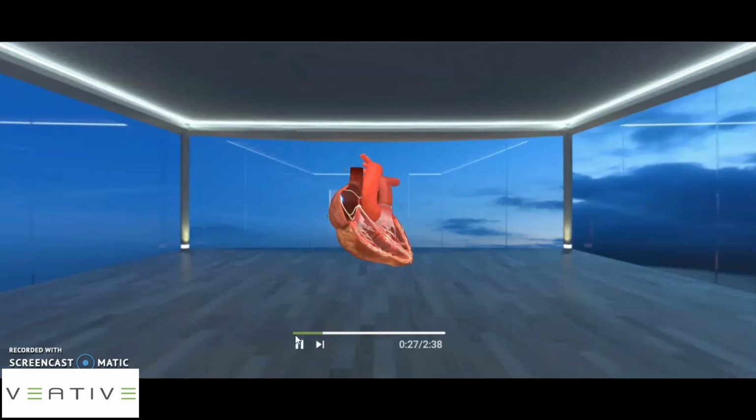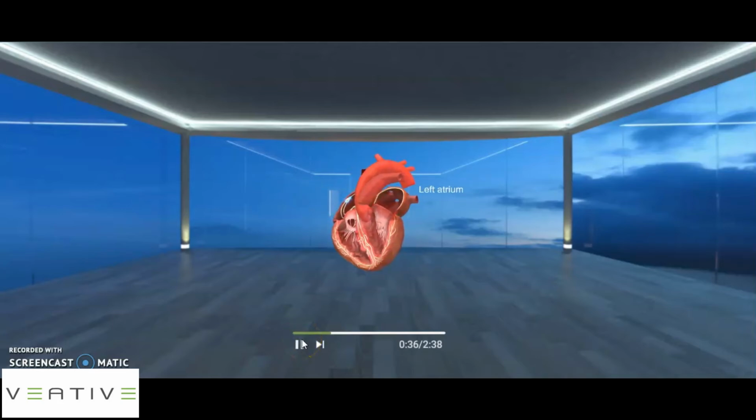At the same time, oxygenated blood from the lungs will enter the left atrium. So this is the left atrium. The oxygenated blood from the lungs will enter the left atrium through the pulmonary vein.